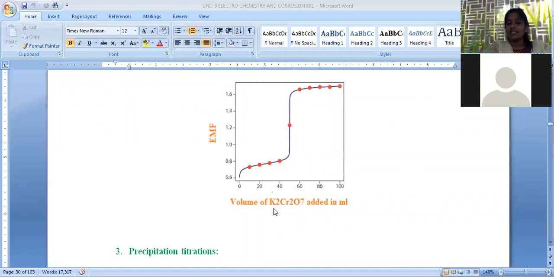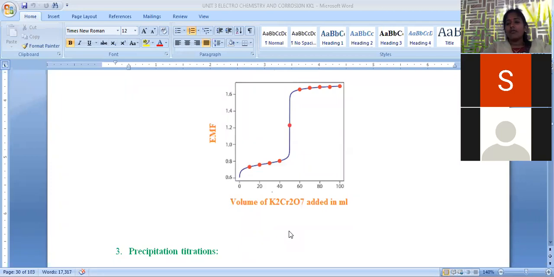That's why it is a standard solution. So M2 is already known. M1, that is the ferrous ion concentration, we have to determine. M1 is equal to M2 V2 by V1, so that it is possible to calculate the molarity of ferrous ion. If molarity is already known, then it is easily converted into weight.